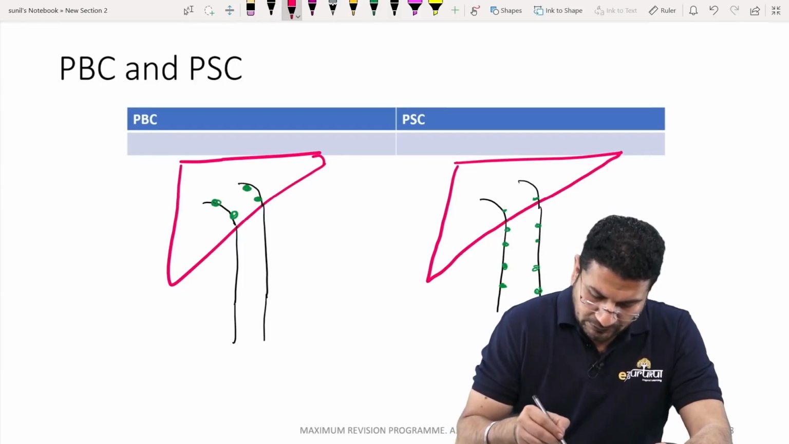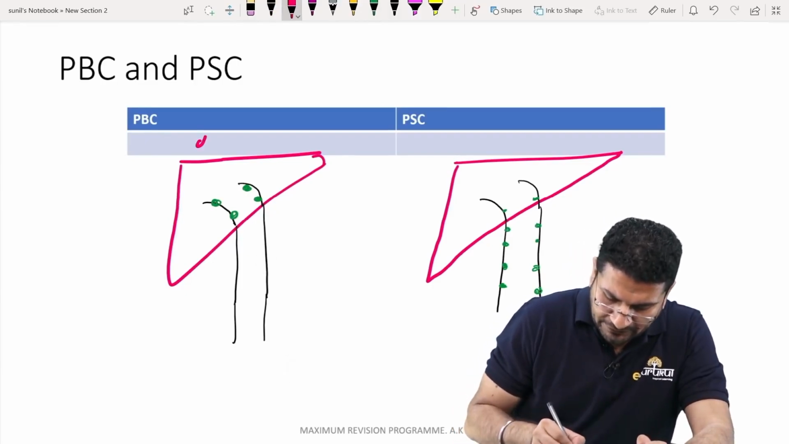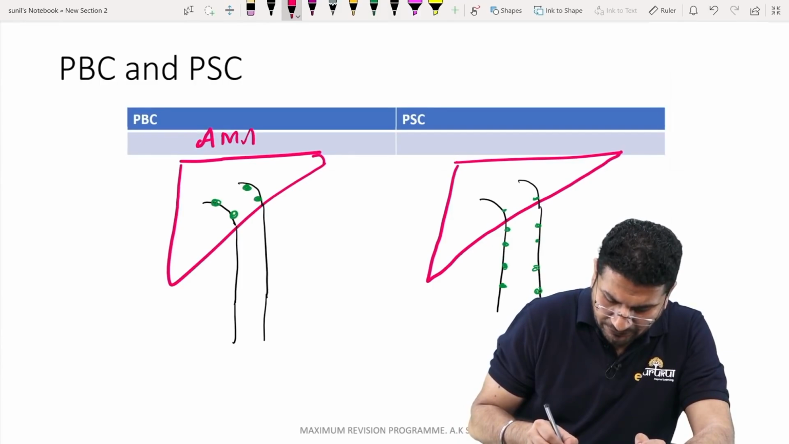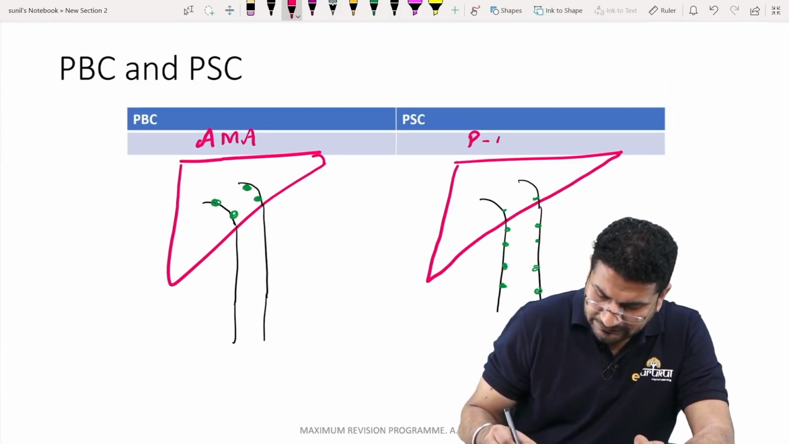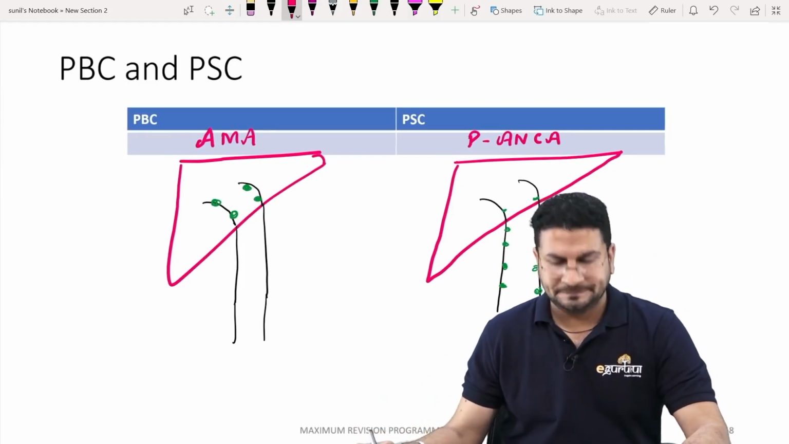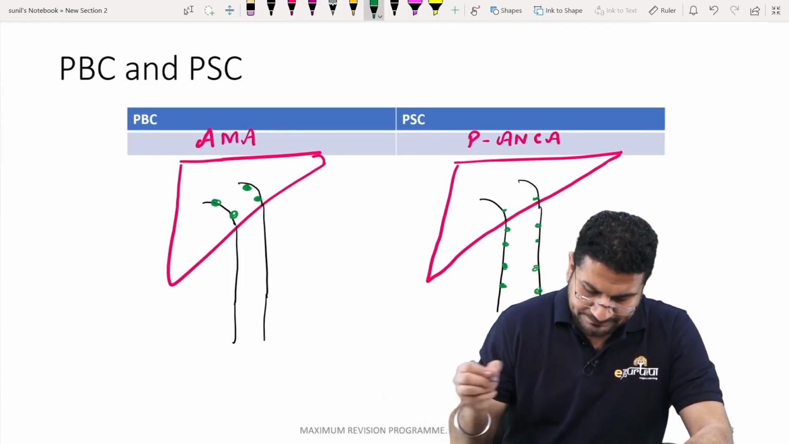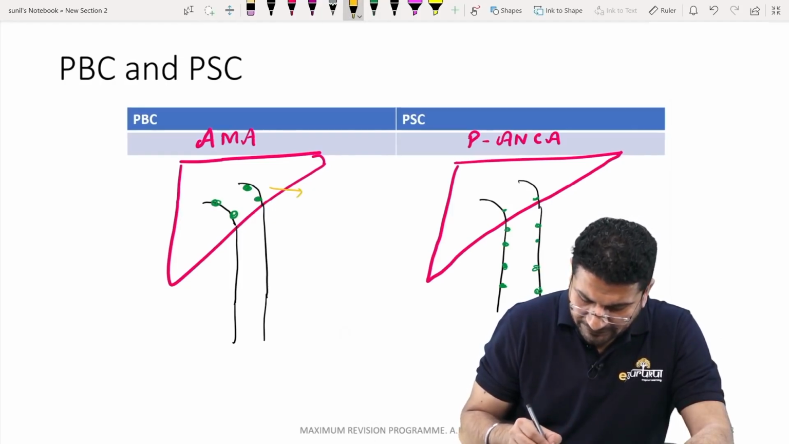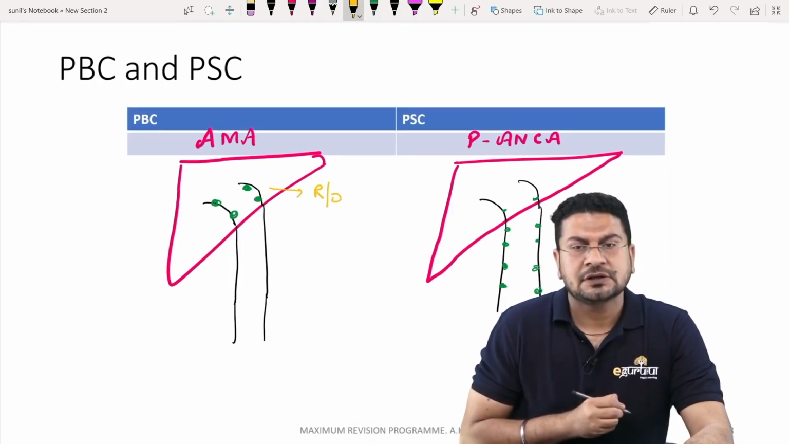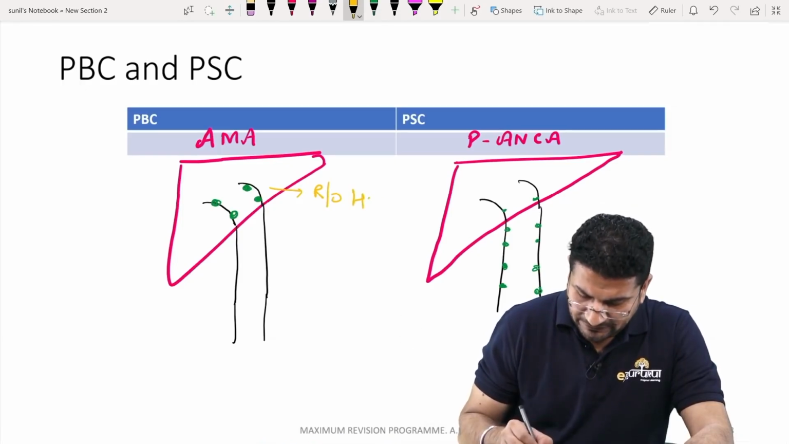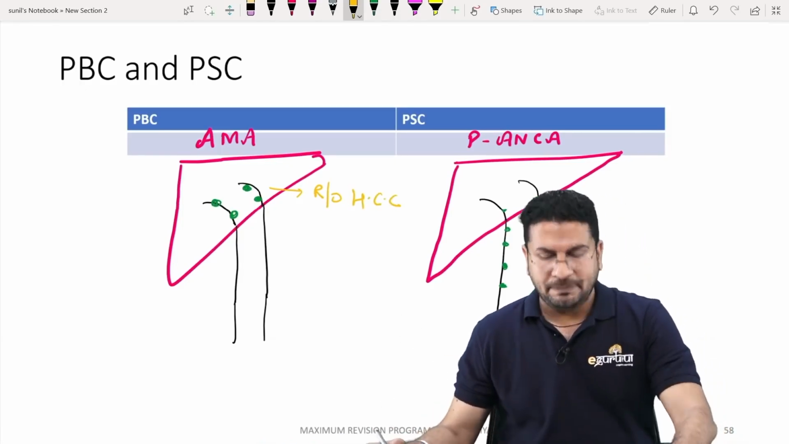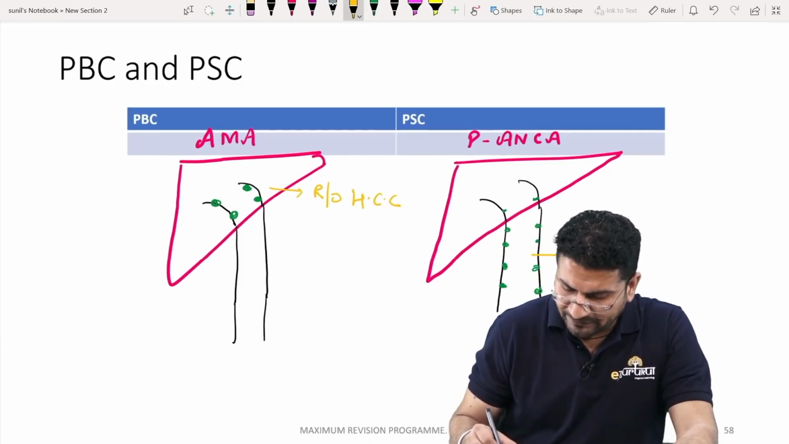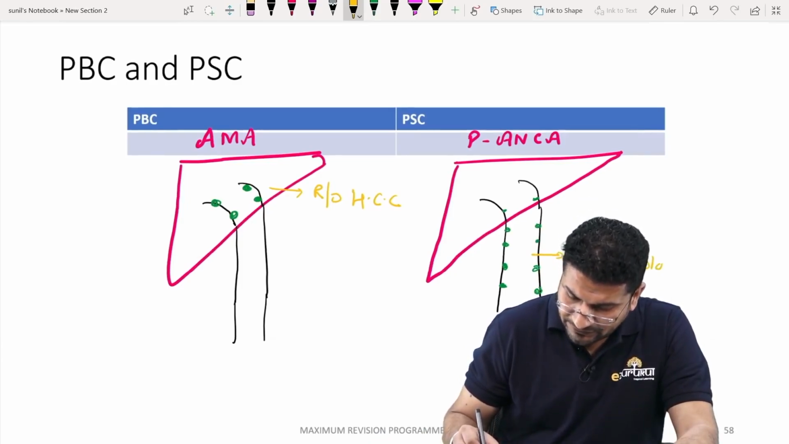So understand this, both are autoimmune conditions, so there should be some antibodies. The name of the antibody is anti-mitochondrial antibody. This disease is associated with ulcerative colitis, so the antibody will be P-ANCA. The problem is inside, so there will be risk of cancer that is inside. Which cancer? There will be risk of HCC, hepatocellular carcinoma. Here the problem is outside, so there will be risk of cholangiocarcinoma.